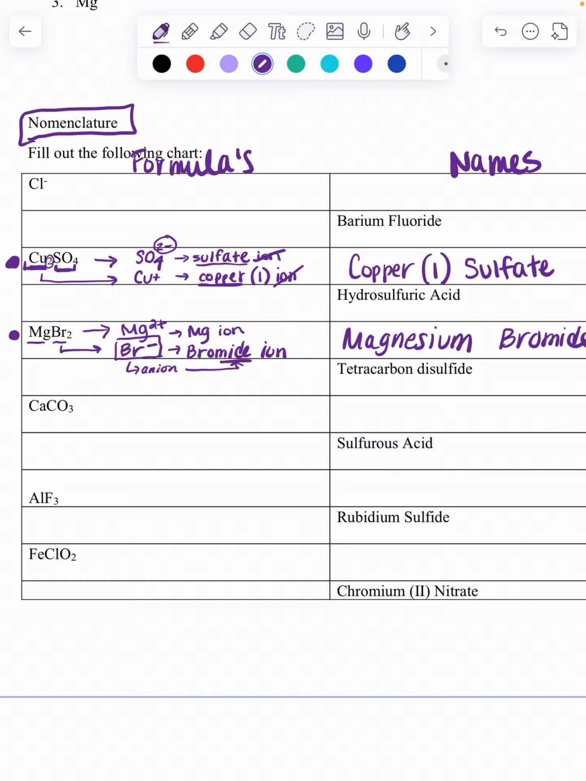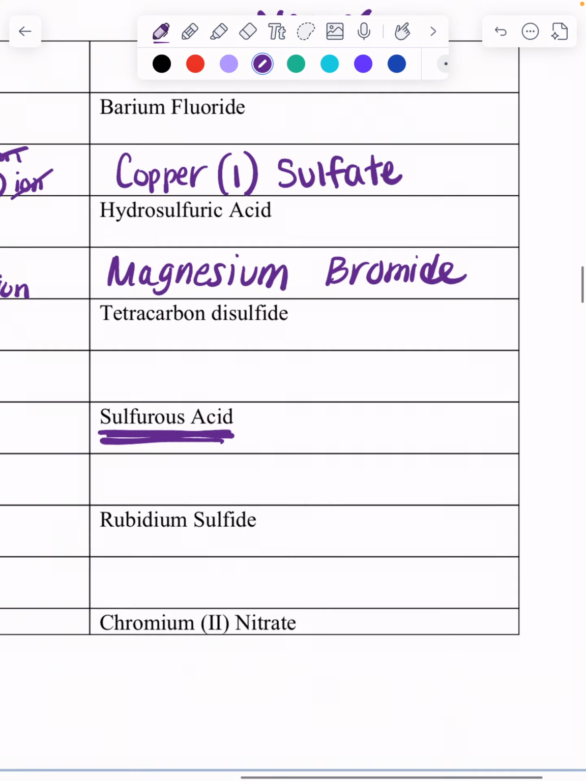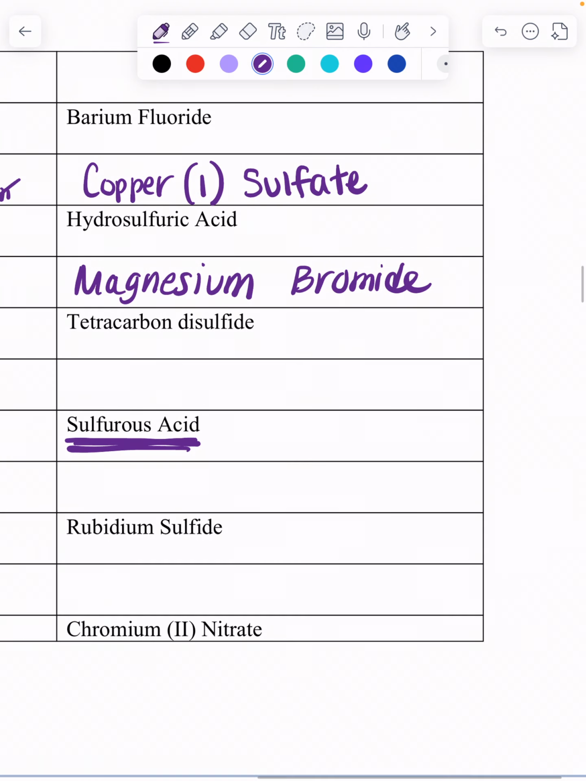Let's try one the other way around. I always like the acid examples because I think the acid nomenclature rules are a little bit more complicated, right? So I'm going to start over here and say, hey, sulfurous acid. What the heck is that? How do I even name that?